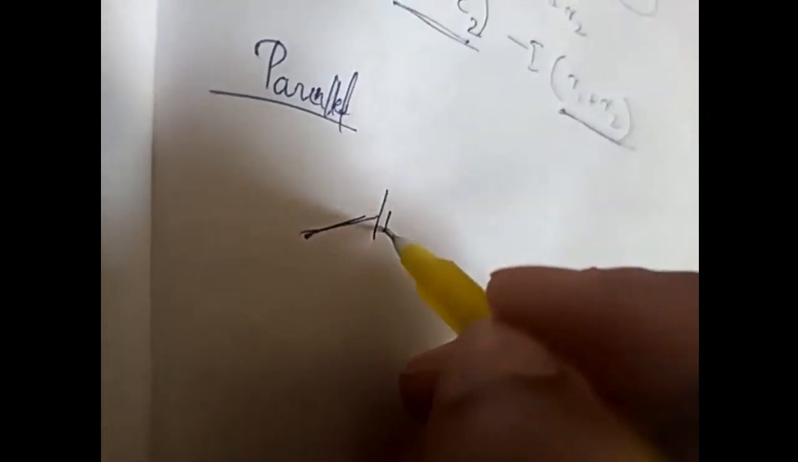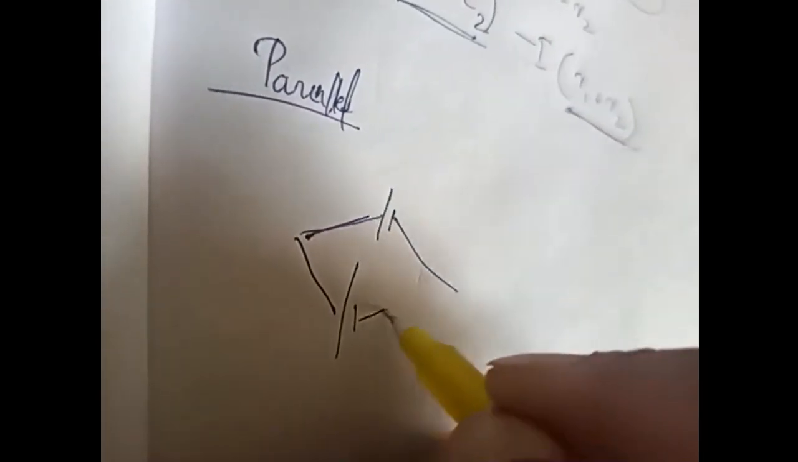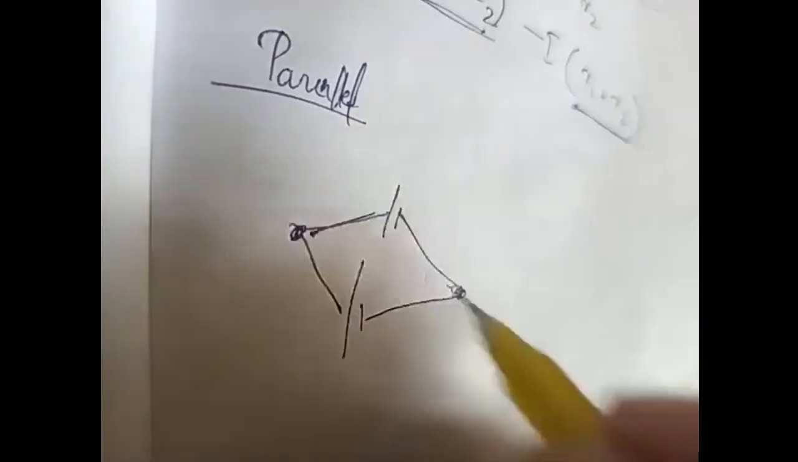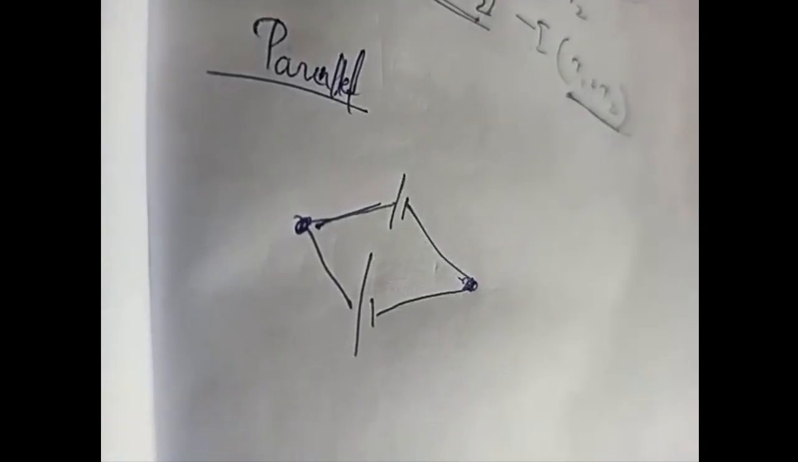Parallel combination of cells. Here we will consider 2 cells. If the positives of the 2 cells are connected to a single point and the negatives are connected to another single point, that is the condition for parallel. Understood?